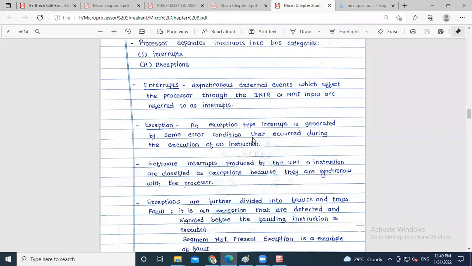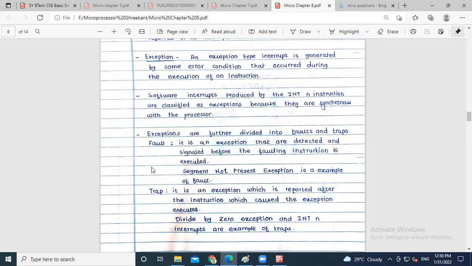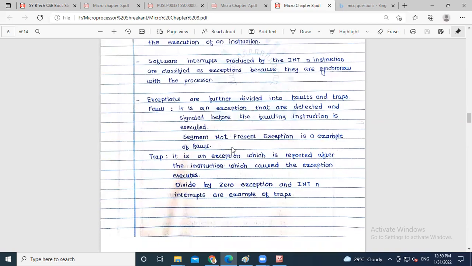The software interrupts produced by the INT instruction are classified as exceptions because they are synchronous with the processor. We don't say these are interrupts, we say these are exceptions. The exceptions are further divided into faults and traps. A fault is an exception that is detected and signaled before the faulty instruction is executed. The segment not present exception is an example of a fault.